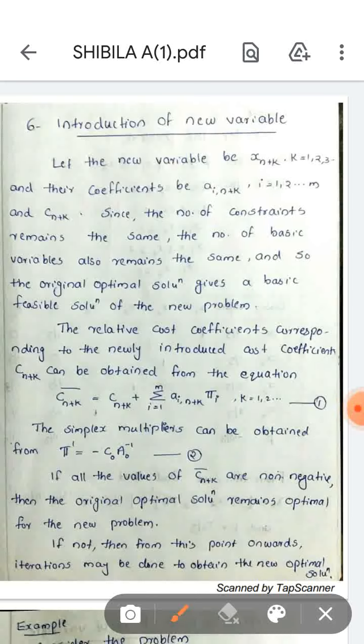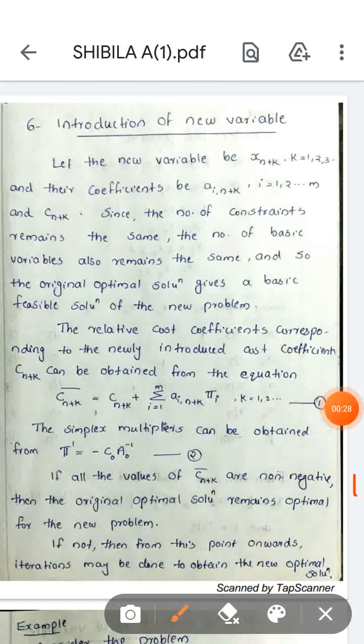Our first section is Introduction of New Variable. In this section, we are discussing what change is made when we introduce a new variable to an already solved LPP.